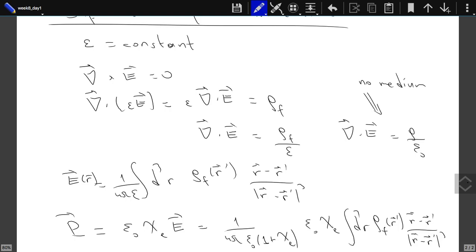The electric field is always created by the total charge density, which is the charge density of the charges that we put there plus the bound charge density.